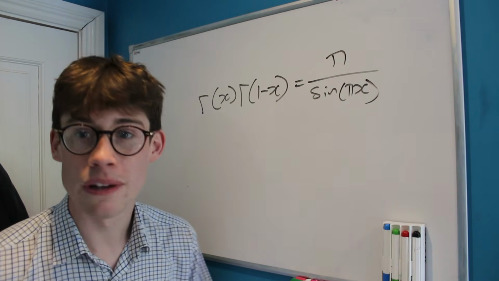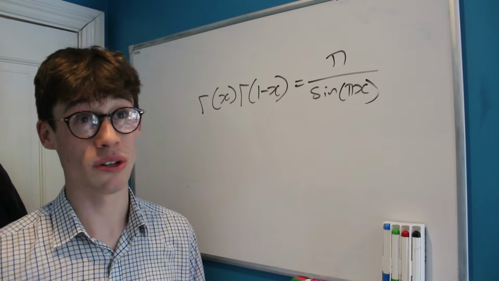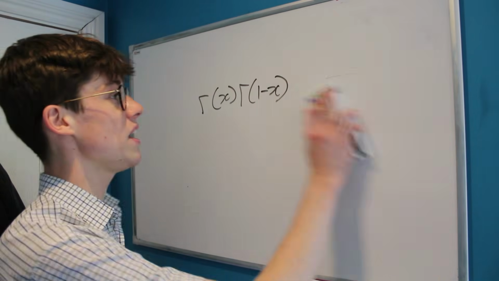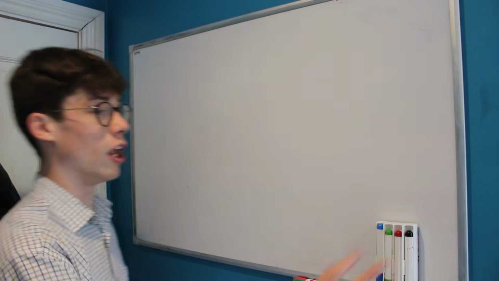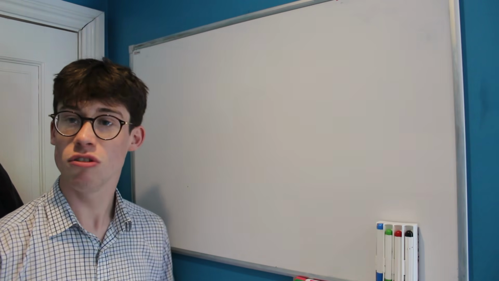But given that I know that a lot of my viewers like integral videos, we're going to be doing it today using contour integration, and we're going to be starting with the beta function. And that's because the beta function has a lot of relationships to the gamma function which make it useful.